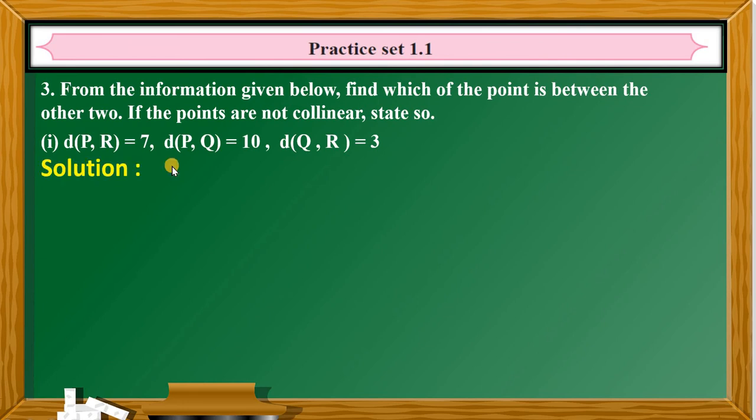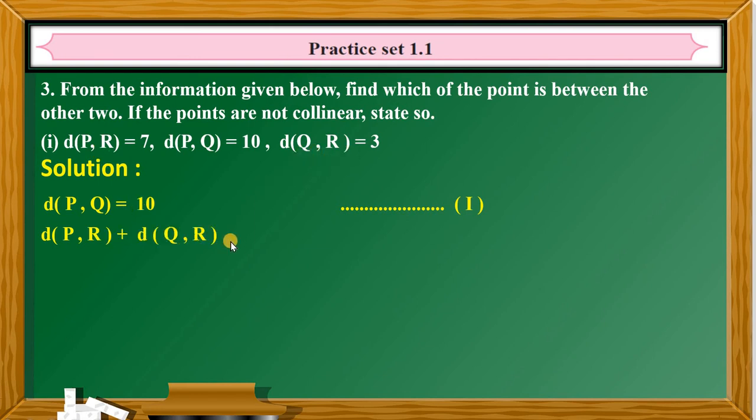Now in the solution, first what we have to do is pick up the greatest distance. Let's pick up the greatest distance and call it statement 1. Then what we have to do? We have to add the other two smaller distances. Here which are the smaller distances? 7 and 3. So distance PR is 7 and distance QR is 3. So you will add these two distances in this manner. Distance PR plus distance QR is equal to 7 plus 3, which is equal to 10. We call this statement number 2.